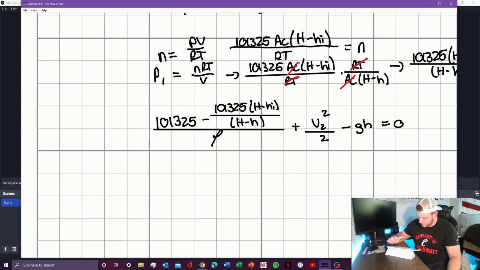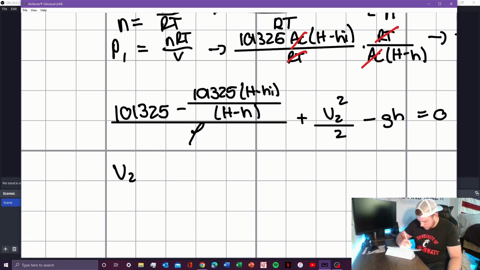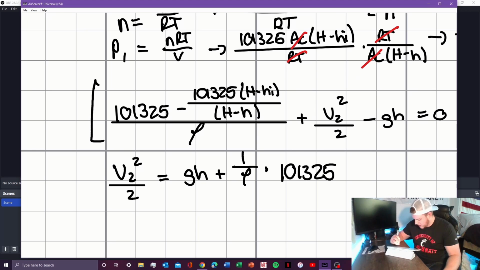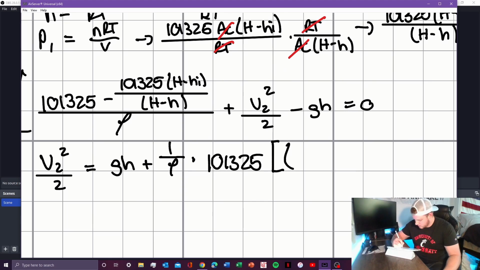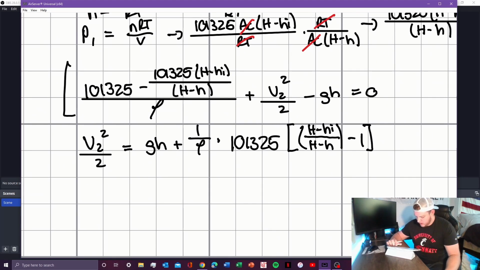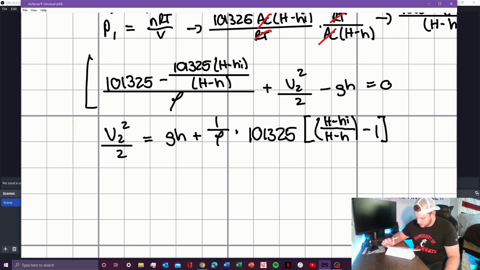Now we know that we need to solve for V2, so we could pull that out by itself, which would be equal to GH plus, and then we can break this up a little bit. We're left with 1 over rho times 101,325, and then if we distribute this, brackets (H minus H initial) over (H minus H as it changes), and then this will be minus 1 because we have this coefficient here. Then we can divide both sides by 2 and square root to leave V2 by itself.